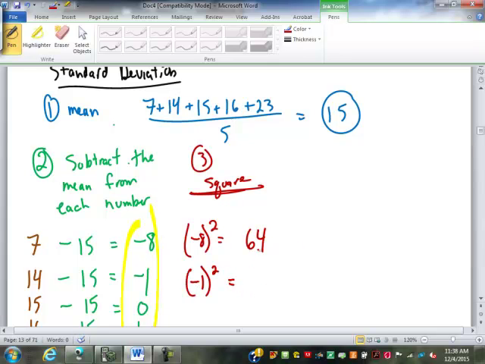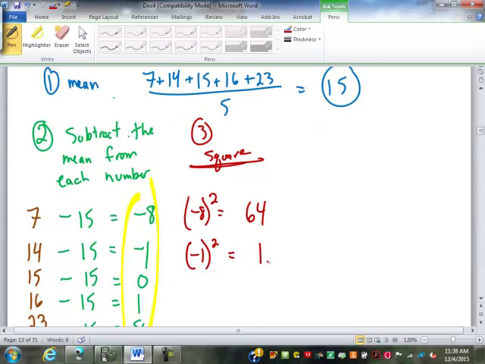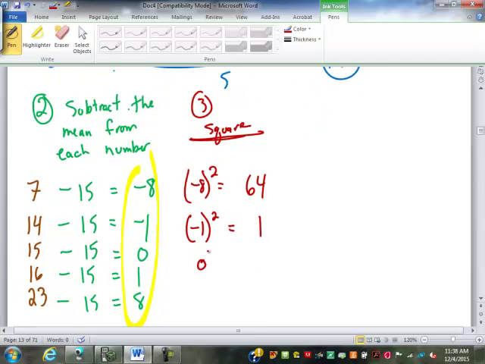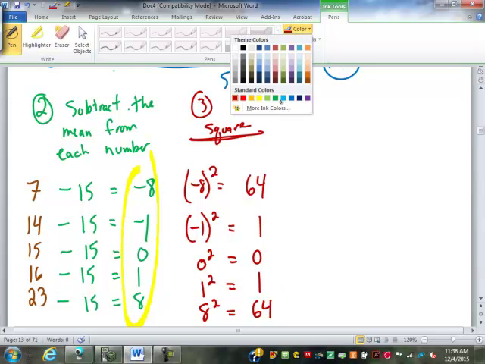Negative 1 squared is 1. 0 squared is 0. 1 squared is 1. And 8 squared is 64. That was step 3.